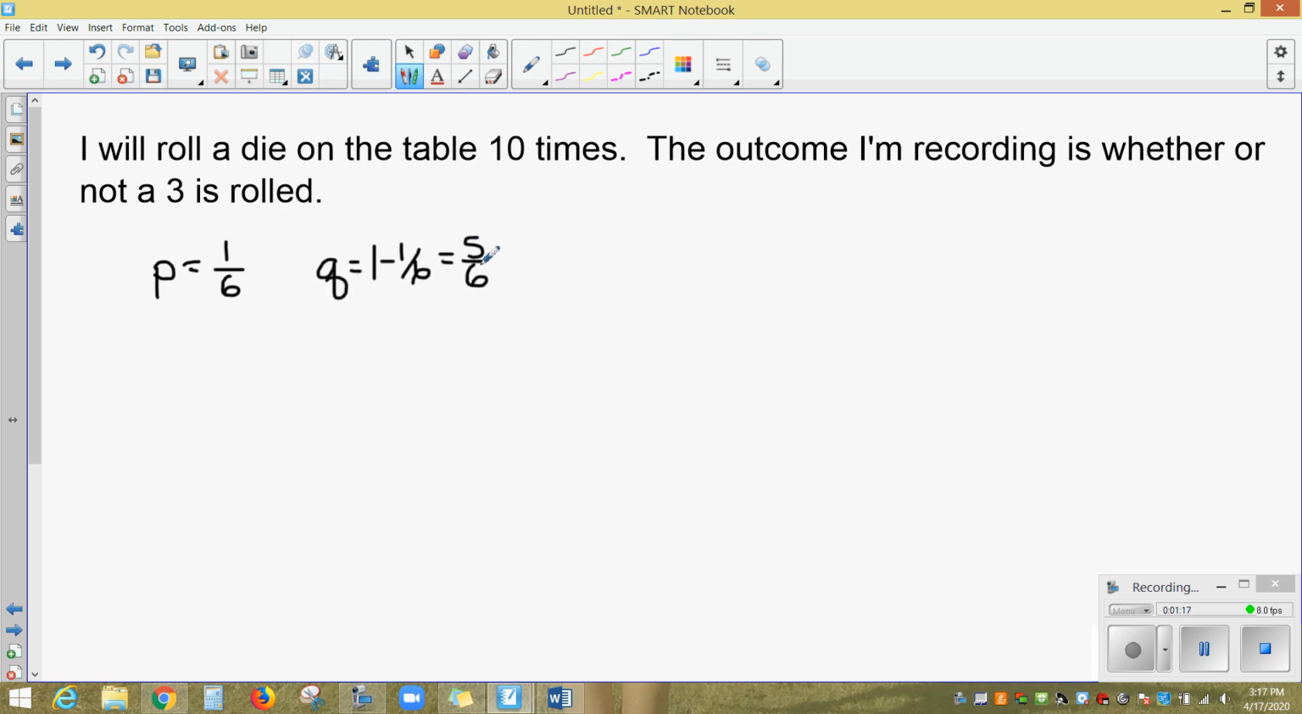Remember, we said we're not going to use decimals here because 1/6 is not a terminating decimal. It repeats and goes on, and my rounded answer would be noticeably off if I'm not exact. So I'm going to leave 1/6 and 5/6. I'm rolling that die on the table 10 times, so n is 10. And x is the number of 3s that I roll. So I'm going to do this experiment, and I want to know the probability that I roll exactly 3 3s.